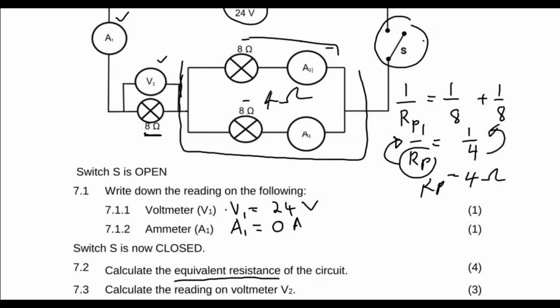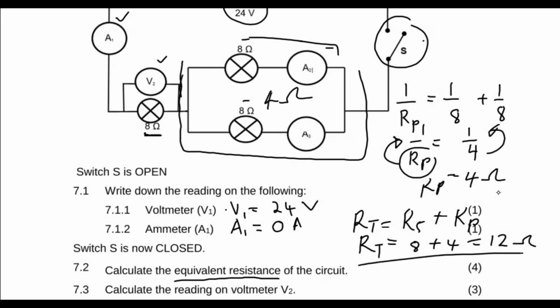But now we can find the total resistance as the resistance for the series connection, we call that Rs, plus the resistance for the parallel connection, we call that Rp. So it's going to be 8 plus 4, which is 12. So our effective resistance Rt is going to be just 12 ohm.